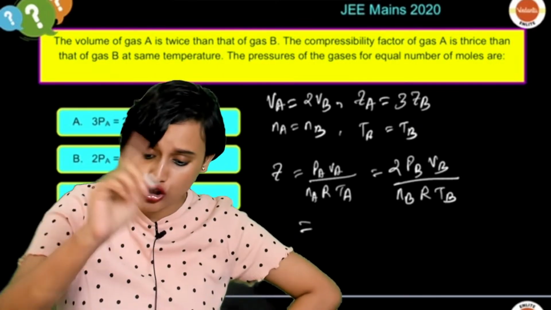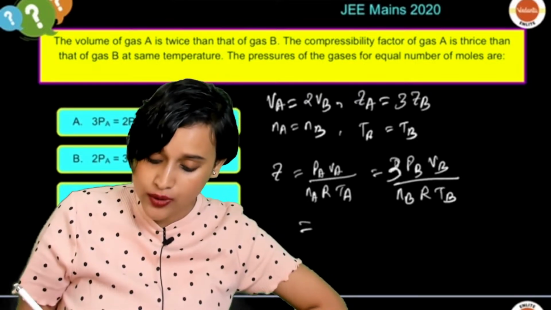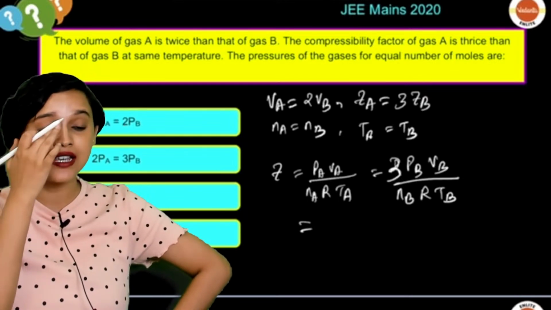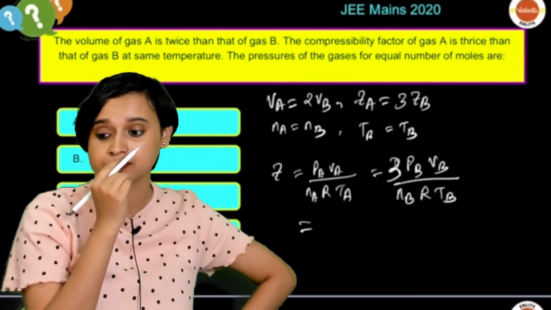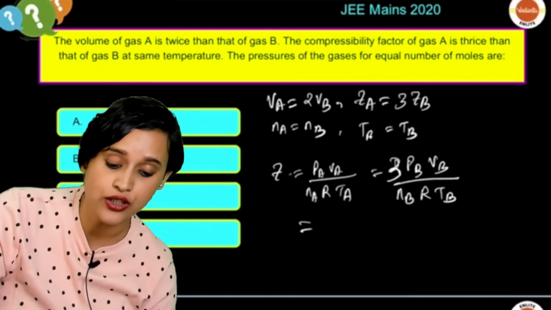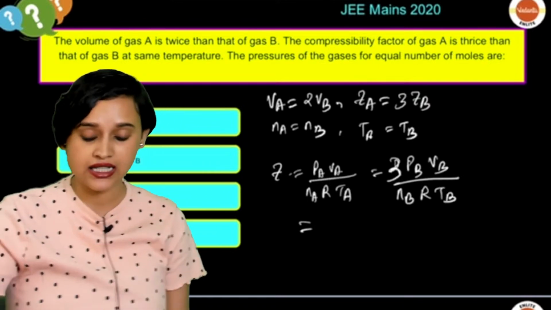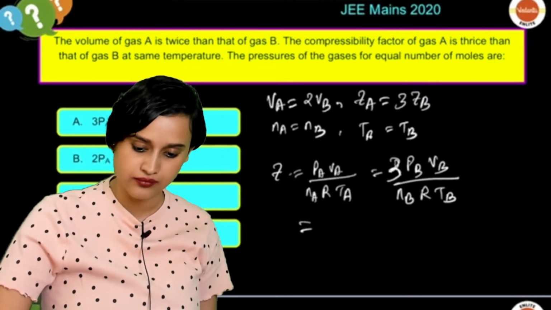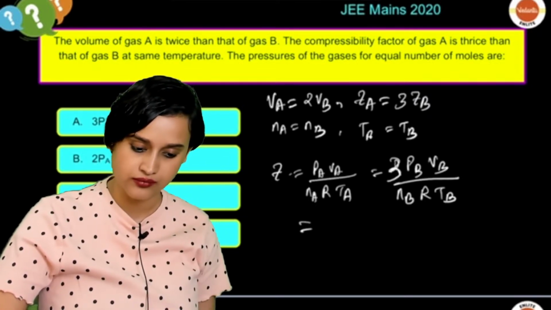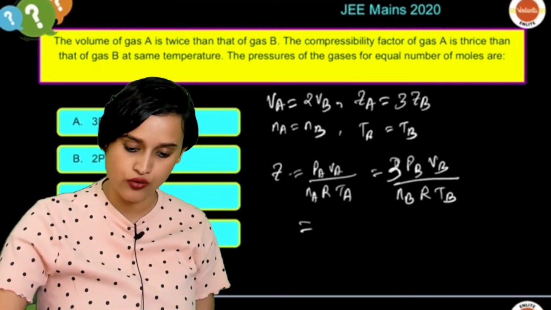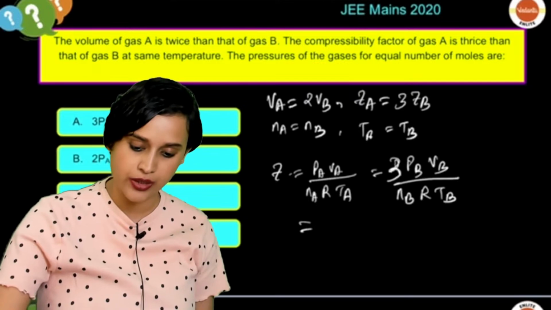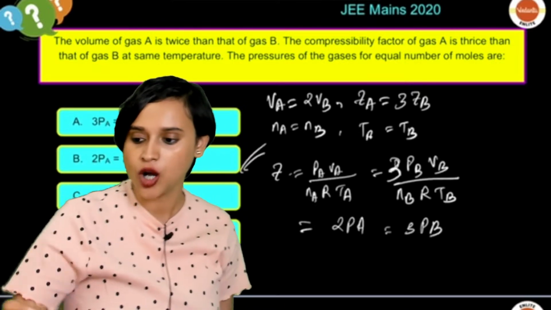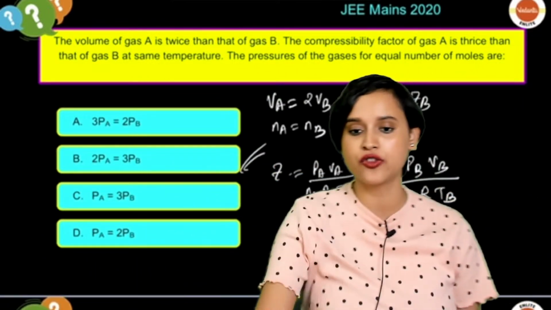Oh, no. I have to add 3 here, because ZA is equal to thrice ZB, isn't it? So from that, ZA is equal to thrice ZB, with 2VB here and also 2VB here. Very good. Yes, it will be 2PA is equal to 3PB. Option B is the correct answer. 2PA is equal to 3PB.